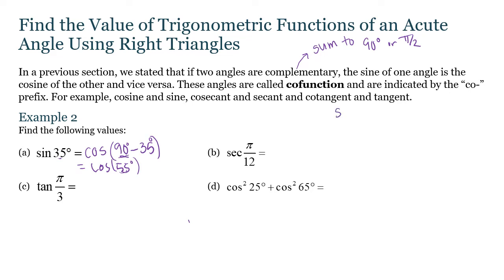Just like if you looked at the sine of 30 degrees, which is 1/2, it is equivalent to the cosine of 90 minus 30, which is 60 degrees. And both of those are 1/2.